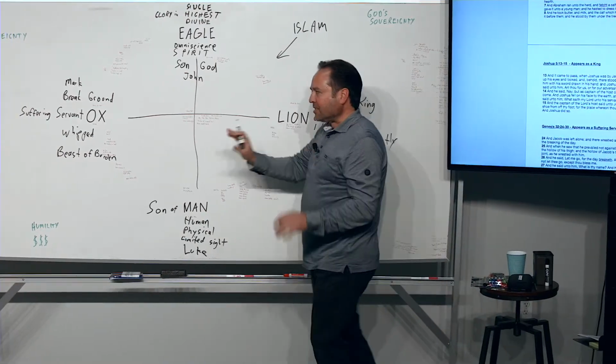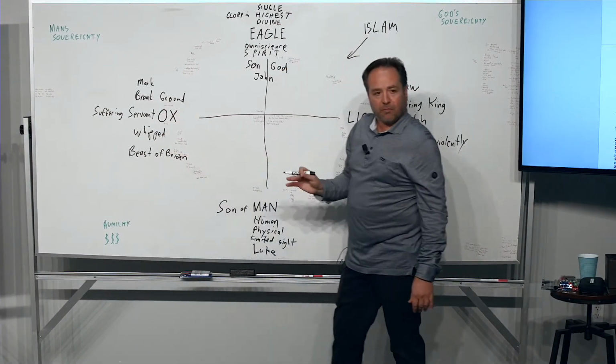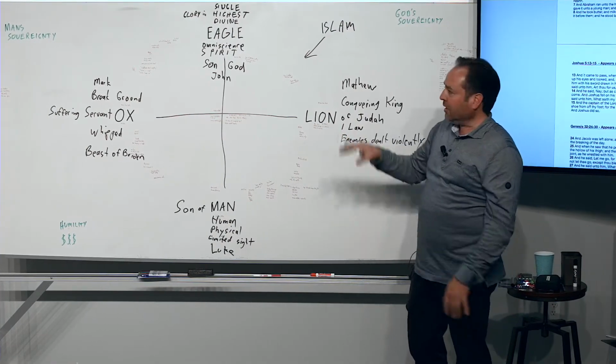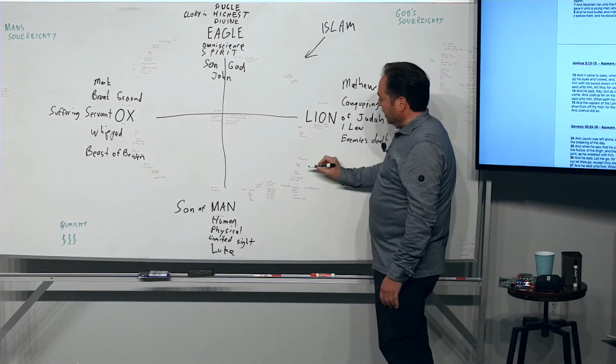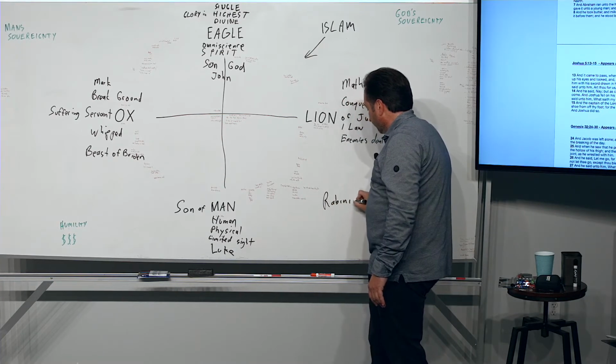They do have a little concept of a suffering servant. It's called Messiah ben Joseph. But he's so downplayed that most Jews don't even know about the concept anymore. You have to really dig into their literature to find it. So I would say that rabbinic Judaism comes in from this quadrant here.